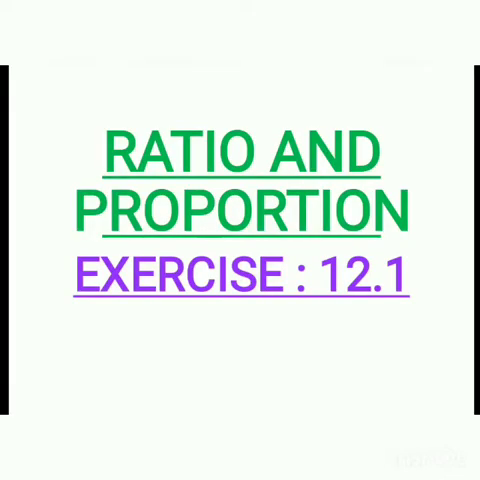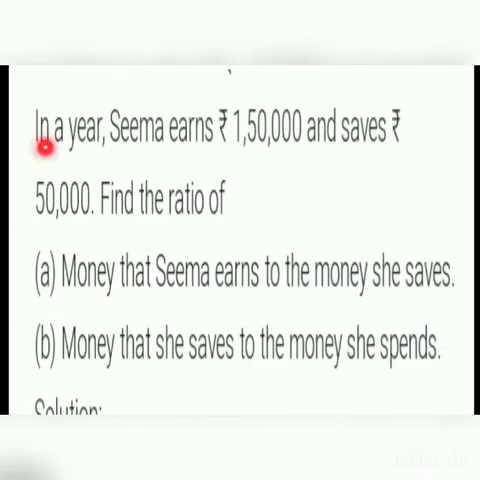Let's see which questions. We can solve some problems from exercise 12.1, ratio and proportion. So let's move to the first question. In a year, Seema earns rupees 1,50,000 and saves rupees 50,000. Find the ratio of the money that Seema earns to the money that she saves, and to the money she spends.